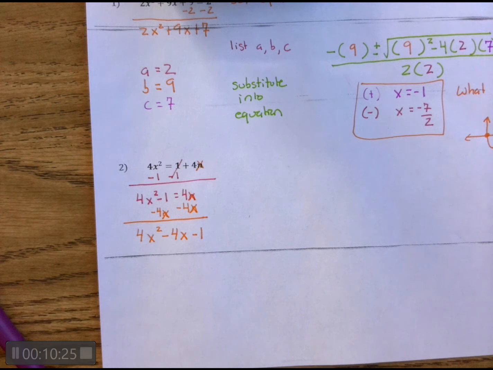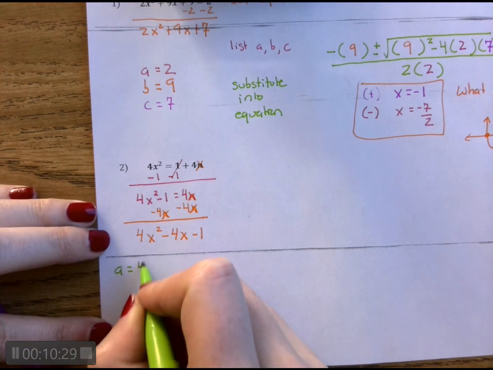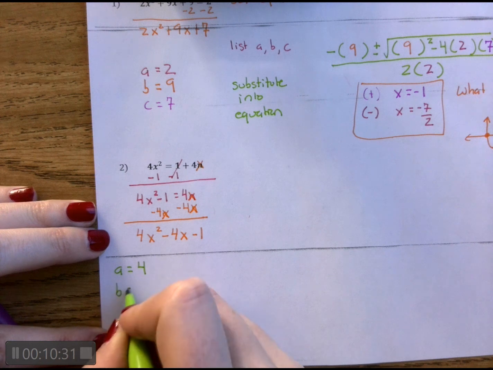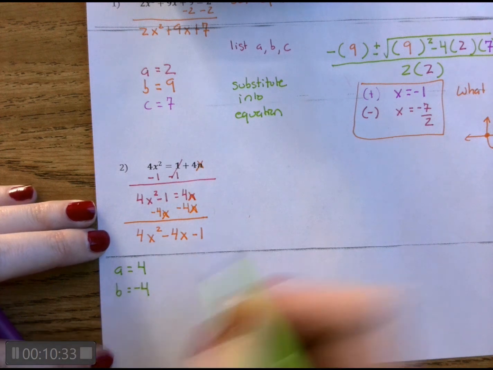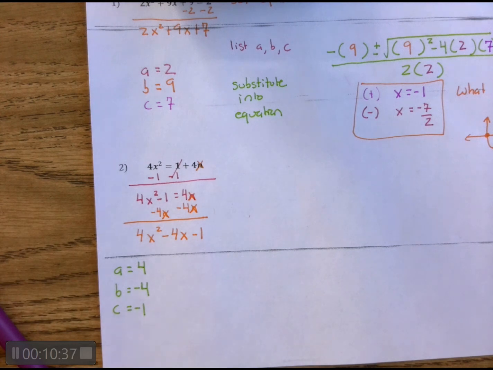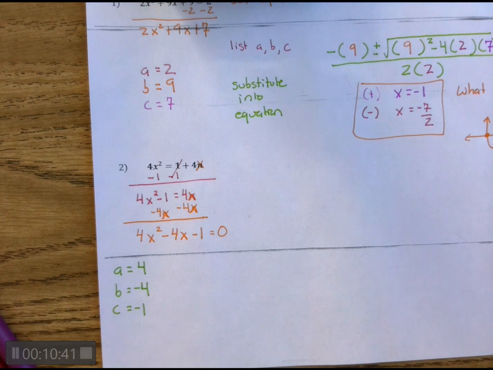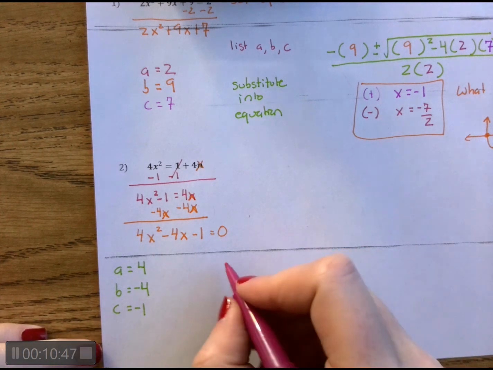Now we need to list our a, b, and c. So our a is going to be 4. Our b is negative 4. And our c is negative 1. Oops, sorry, forgot to set this actually equal to 0. There we go.